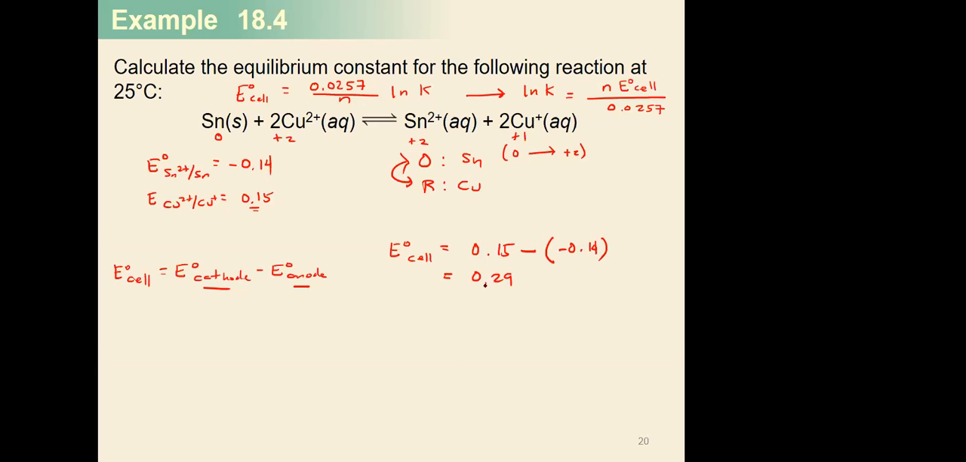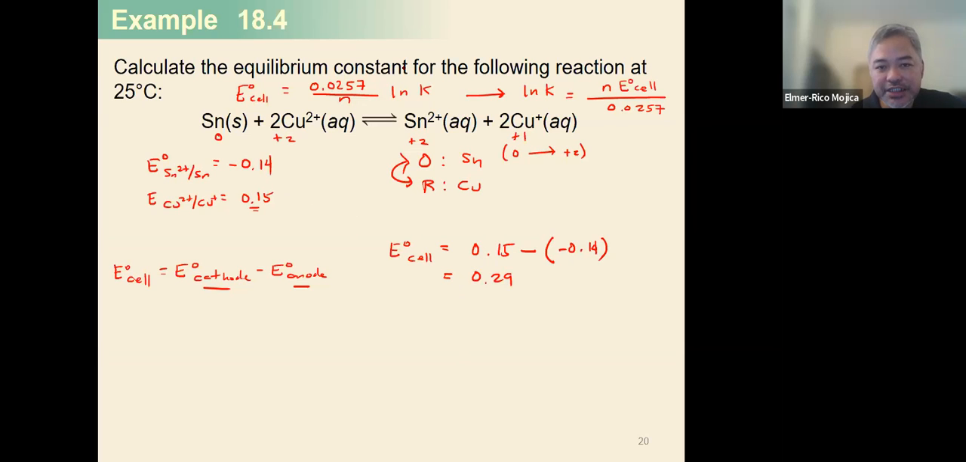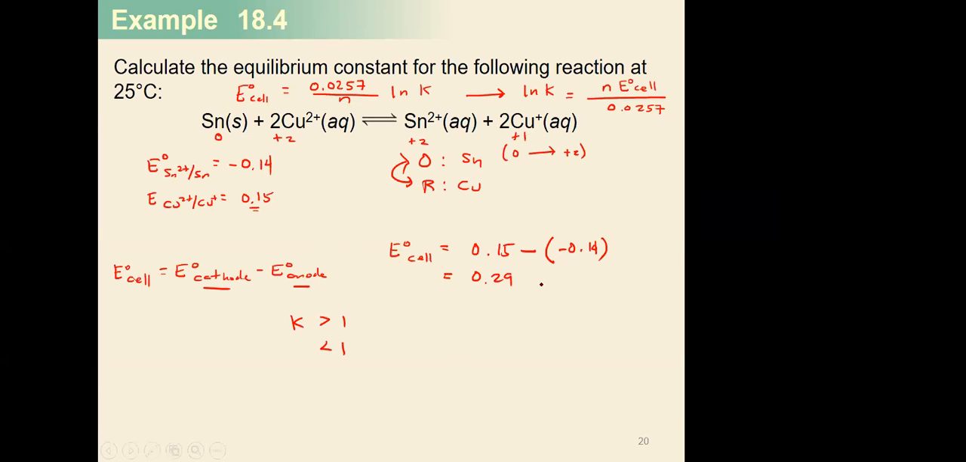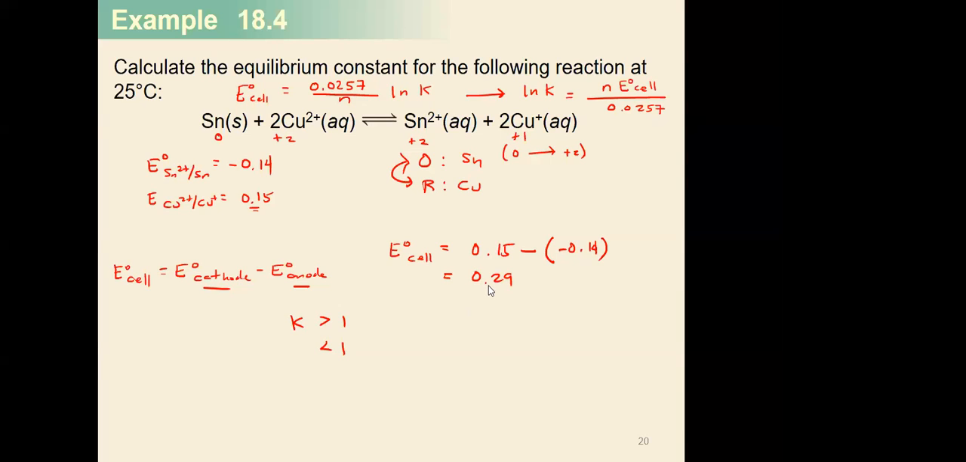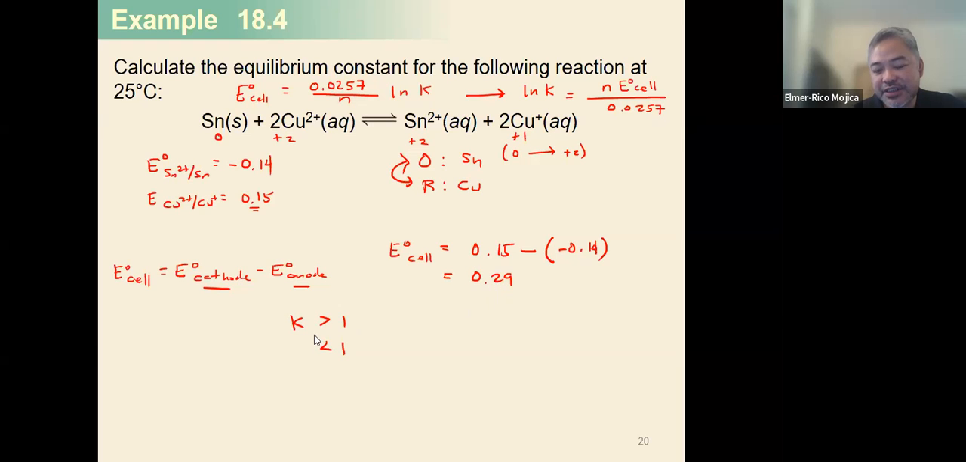Now, what would be the value of the K? Will the K be more than 1 or less than 1? More than 1? Okay, it's more than 1. Very good. Because you have a positive value here for your cell potential, so the forward reaction is favored. It is a spontaneous reaction.